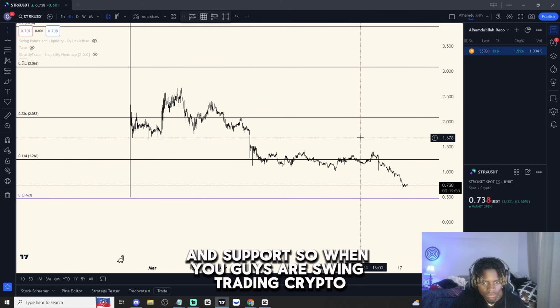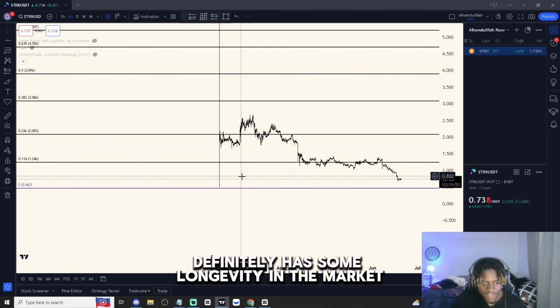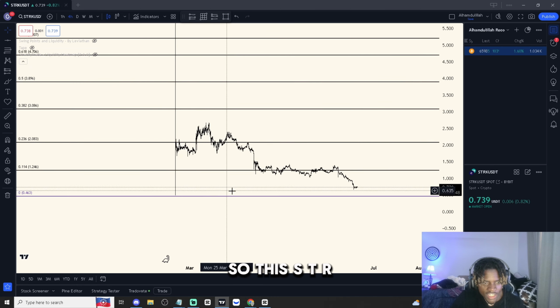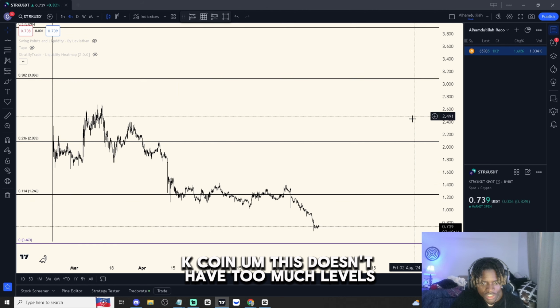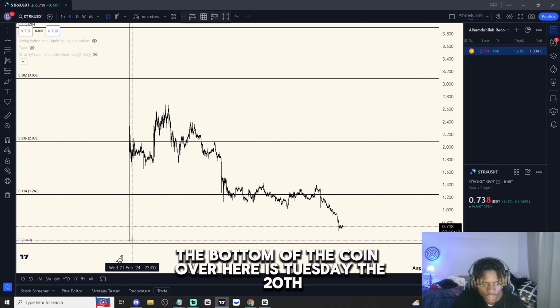When you're swing trading crypto, obviously you want to be playing things that definitely have some longevity in the market. This STRK coin doesn't have too many levels, but as you can see here, the bottom of the coin over here is Tuesday the 20th.